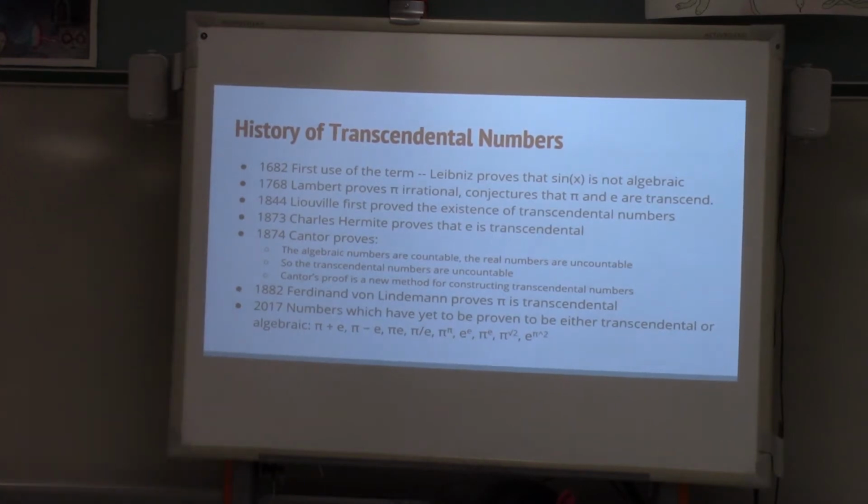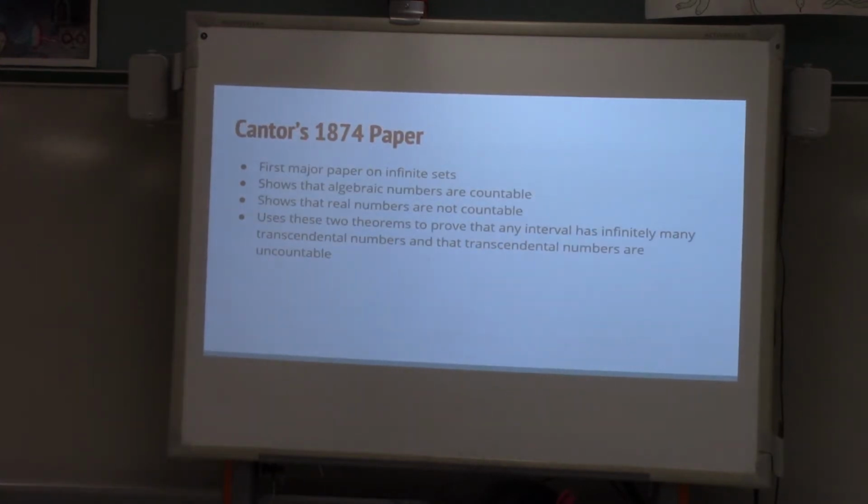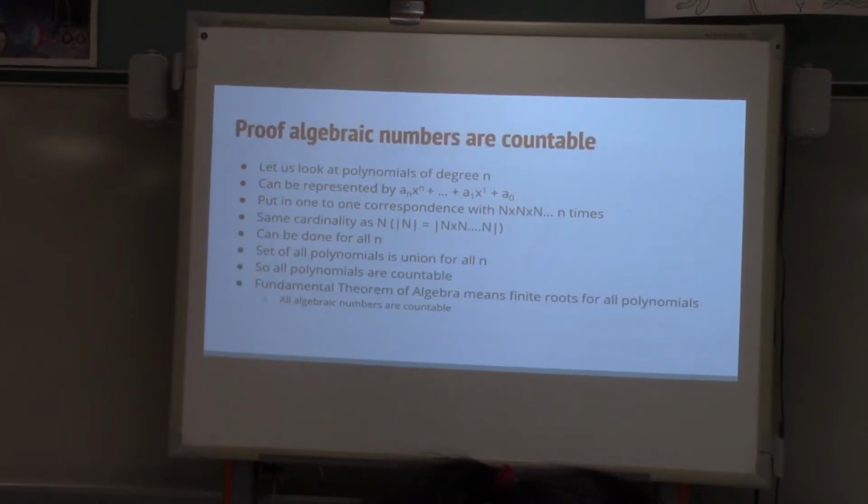Okay. In 1874, this is Cantor's first big paper. This is the first paper to take actual infinity seriously in the post-rigor era. He shows that the algebraic numbers are countable. He shows that the real numbers are uncountable, and therefore that, like I said, every interval has infinitely many transcendental numbers, and that there are uncountably many of them. Okay, the proof of this.